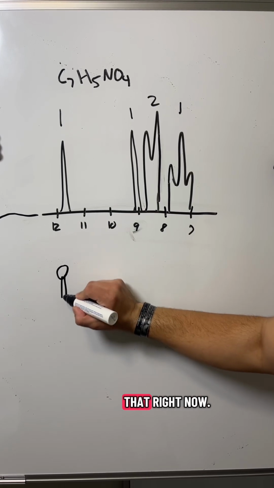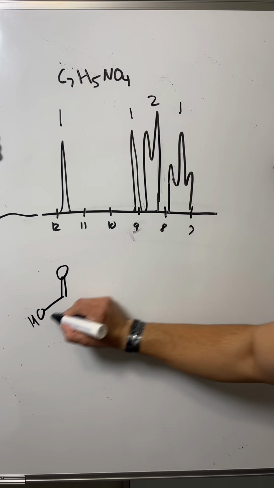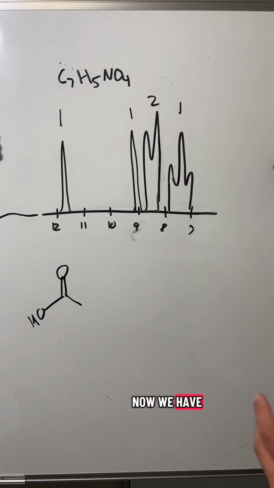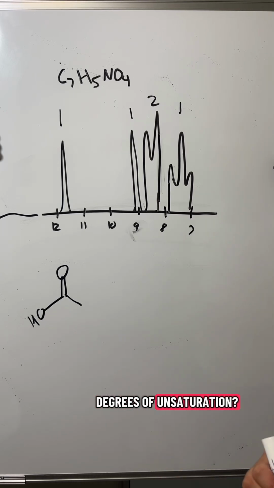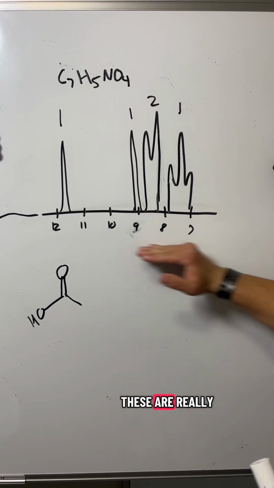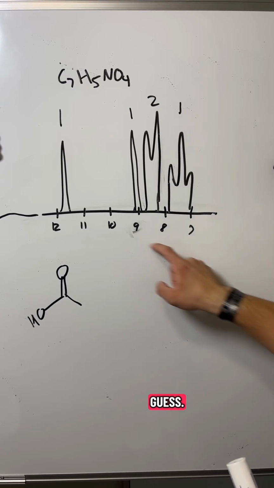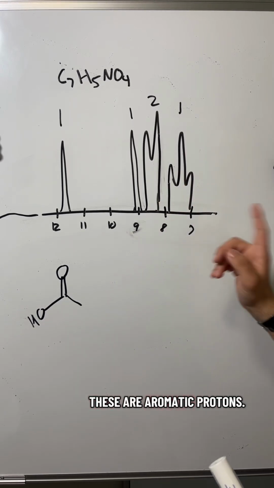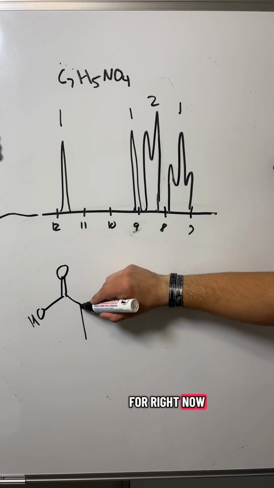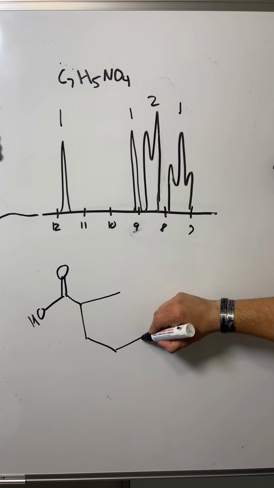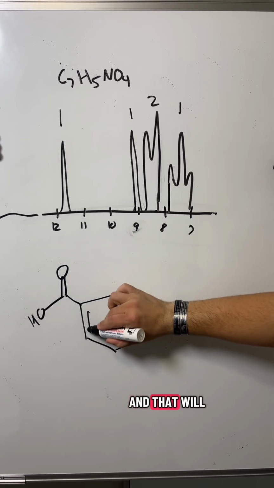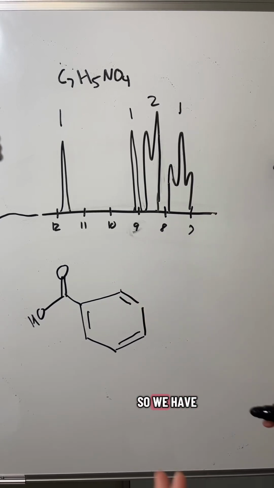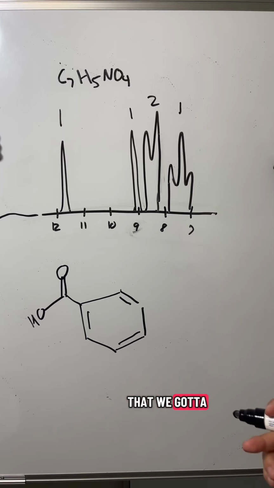So let's draw that right now. That's minus 1 degree of unsaturation, so we have 5 more. How can we get rid of some degrees of unsaturation? We can look at the area where these are really downfield. Because of their resolution, and because they also had some kind of sub-splitting in those signals, my guess is these are aromatic protons. So I'm going to throw a benzene ring on there for right now. We're going to go to benzoic acid, and that will use up 4 degrees of unsaturation. So we have 1 more left that we have to use up somewhere.